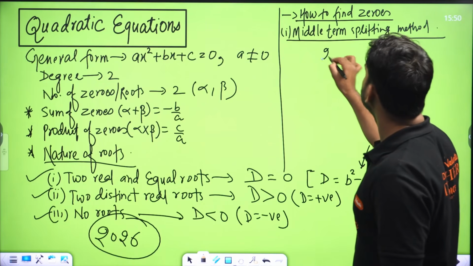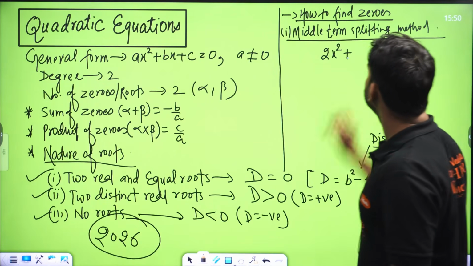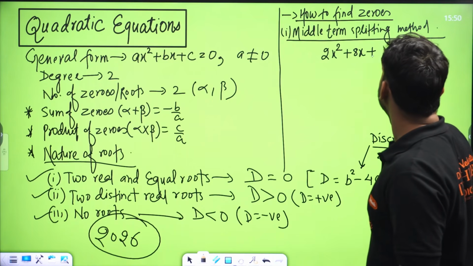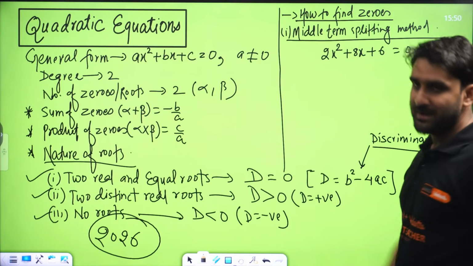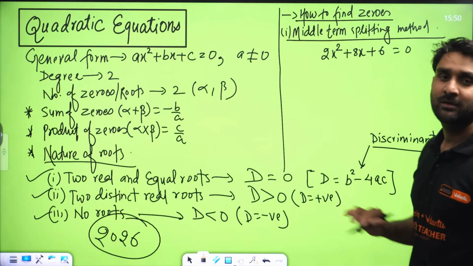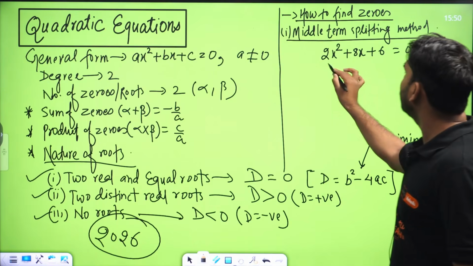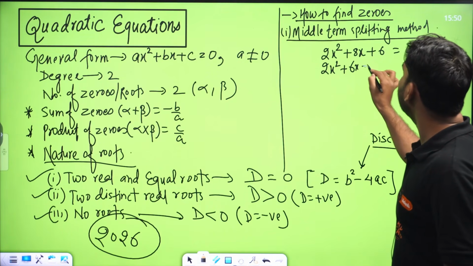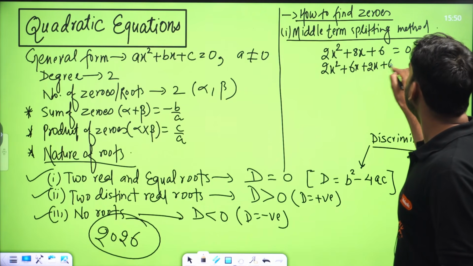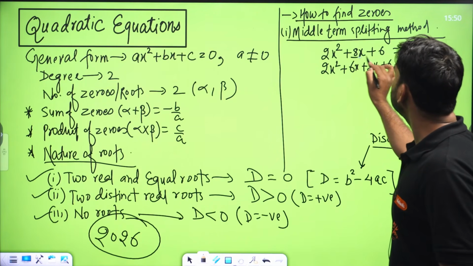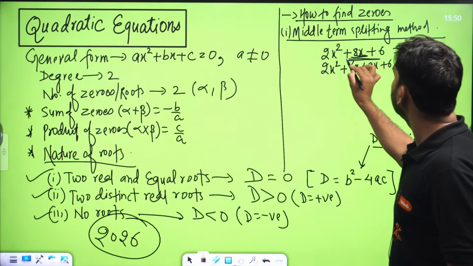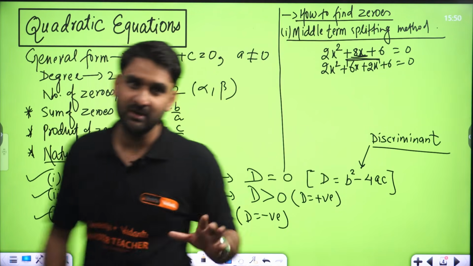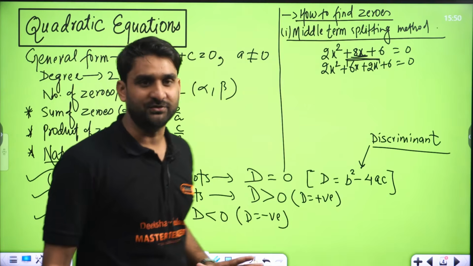I am writing here, 2x square plus 8x plus 6 equals 0. Now can you see, 6 times 2 is 12 and 6 plus 2 is 8. So we can split this 8x into 2 parts, 6x plus 2x. This is called the middle term splitting method. Now by taking common factors, we can find the zeros.